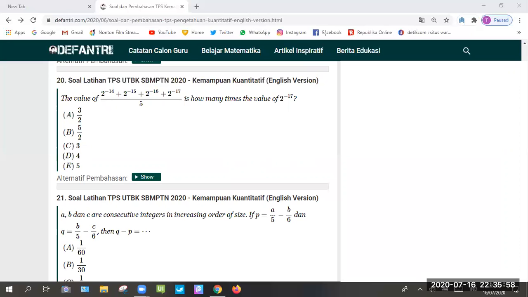Okay, number 20. The question here: the value of 2 to the power of minus 14 plus 2 to the power of minus 15 plus 2 to the power of minus 16 plus 2 to the power of minus 17, divided by 5. It is how many times the value of 2 to the power of minus 17? So it means how many times this one multiplied to get this value.